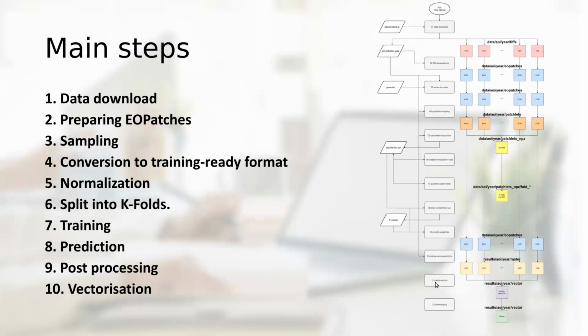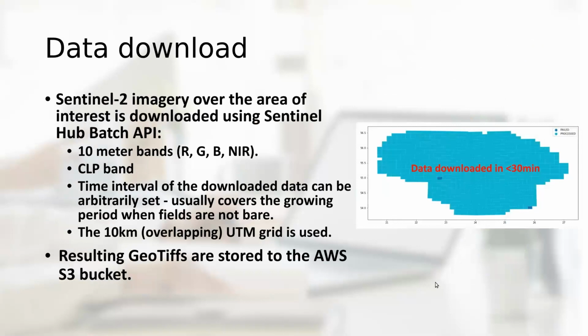After the prediction part, the predicted field boundaries need to be post-processed, and the post-processed rasters are then vectorized to obtain the final result. So at the end, you go from having an area of interest to the vectors over that area of interest within this tool. So the first step is the download of the data.